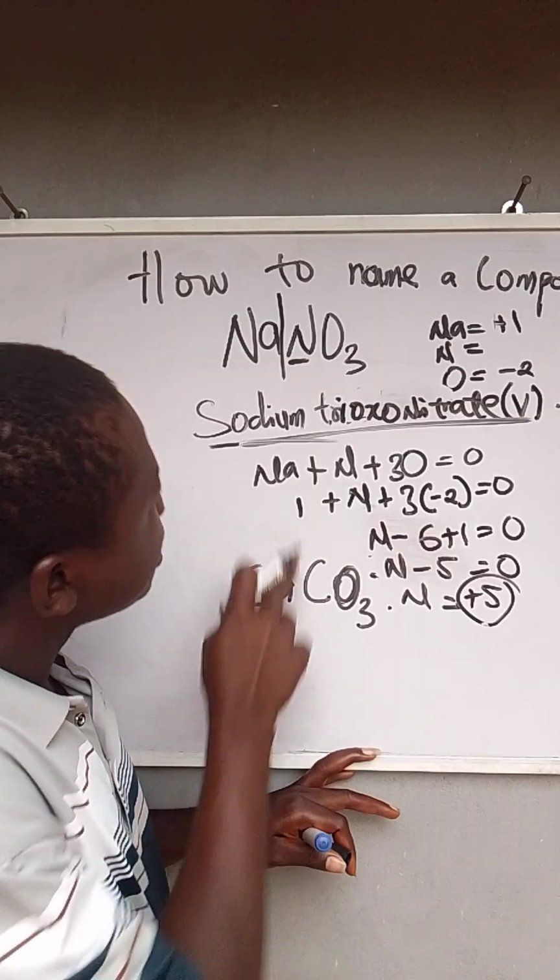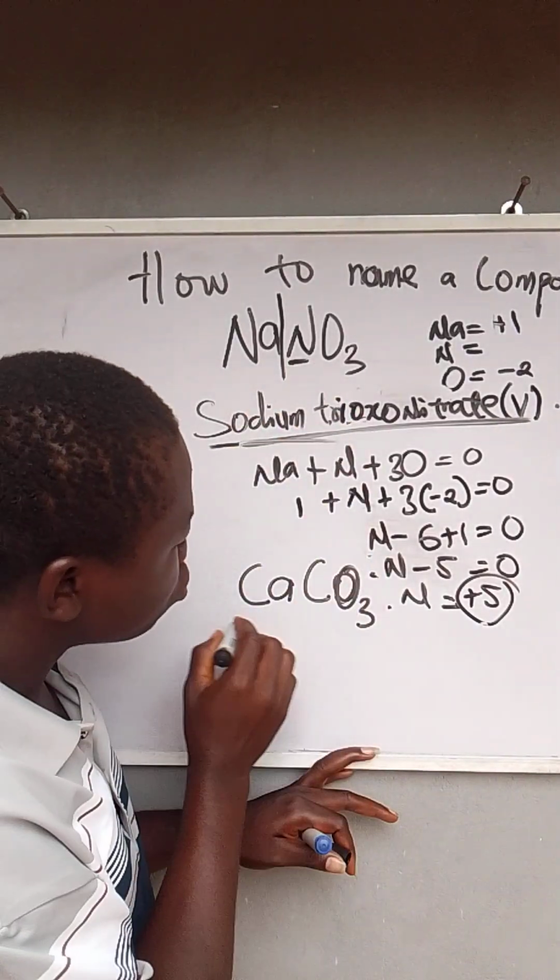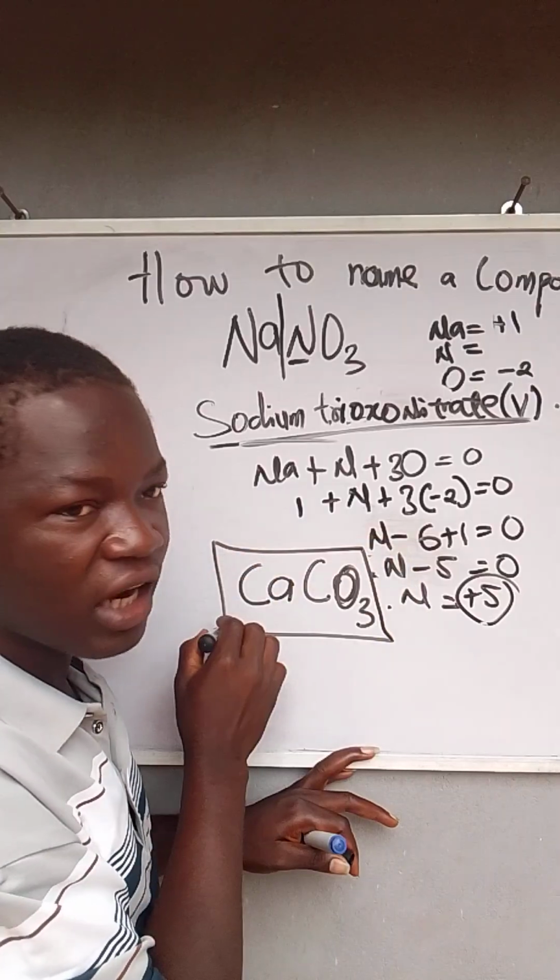What of this CaCO3? This is NaNO3, and this is CaCO3. Use the same method to name this particular compound.